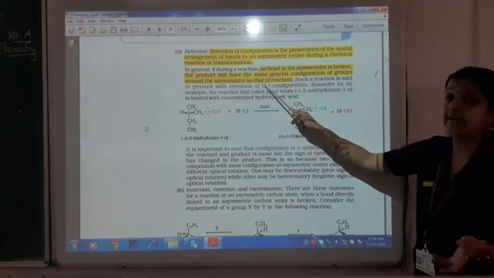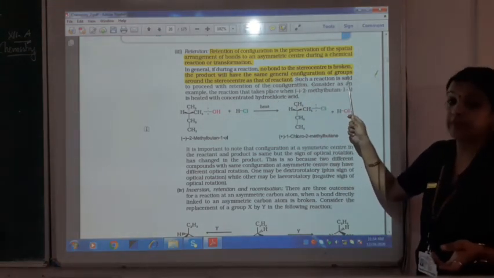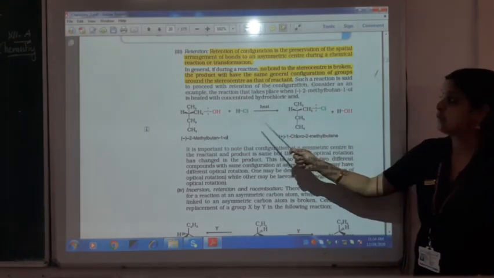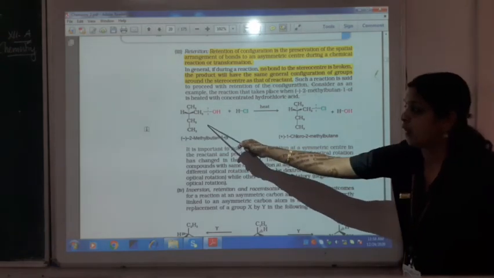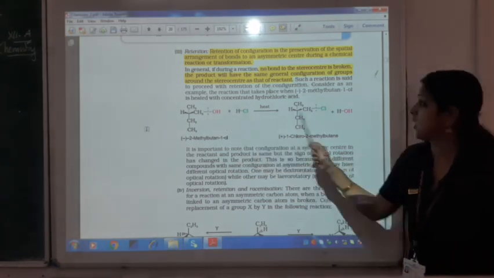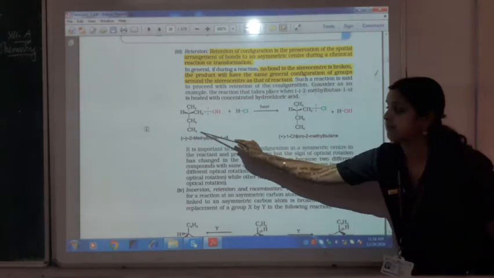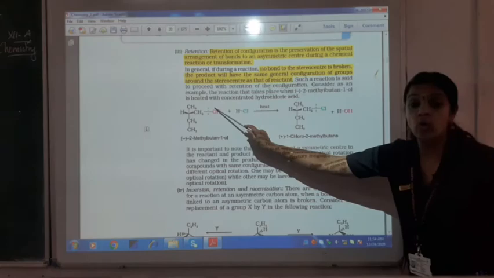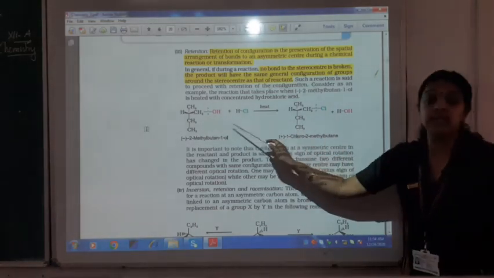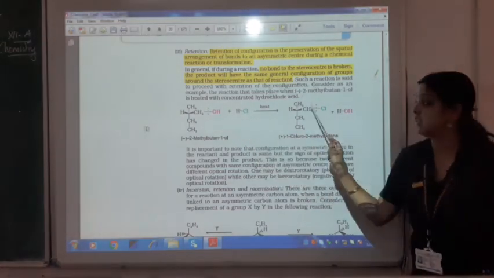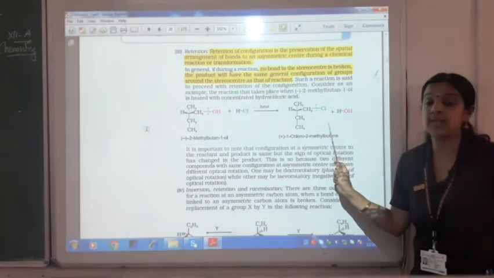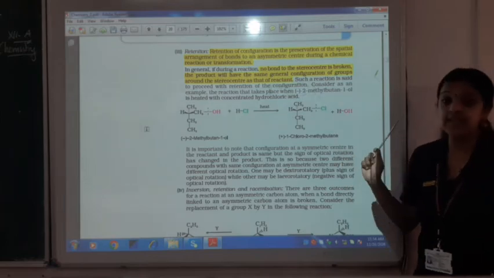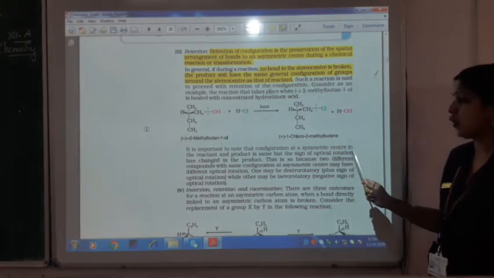The product will have the same general configuration of the groups around the stereo center as that of the reactant. If you see this example, what is happening here? There is a breakage here, but the structure remains the same. There is no change in the stereo center, it remains the same. Only OH will be my leaving group, the chloride ion comes and attacks here. So that is the only difference that is happening here. Such compounds or such centers we call as a retention configuration. Okay.